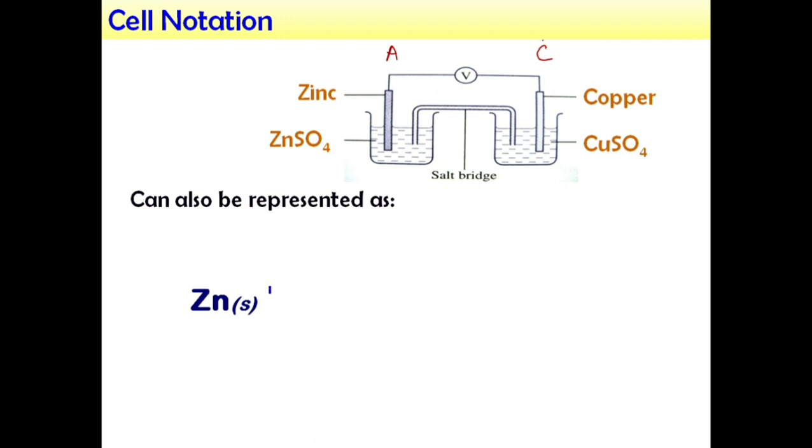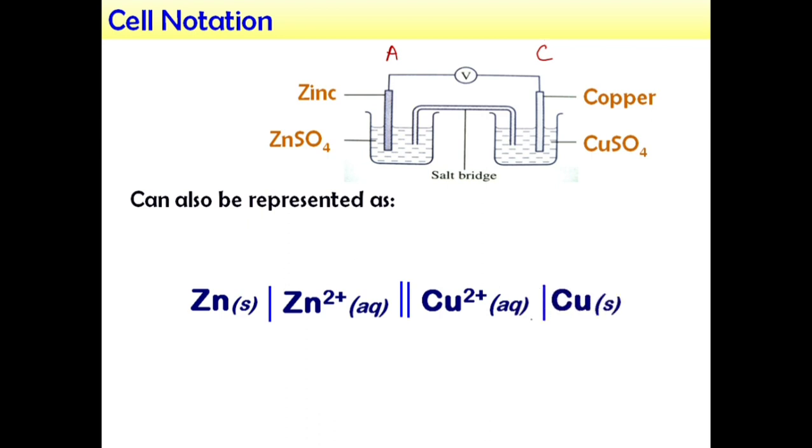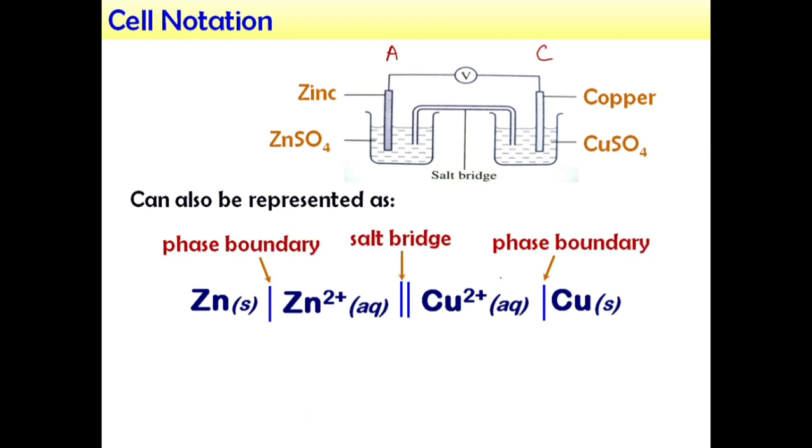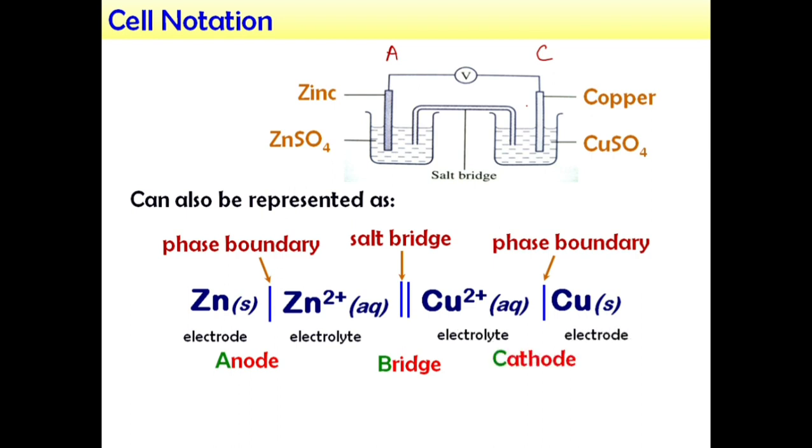So zinc solid, okay, ada straight line. Zinc 2+ aqueous, double straight line. Cu2+ aqueous, Cu solid. Apa straight lines ini? So, it's actually a phase boundary and salt bridge. Okay, jadi sebenarnya sekarang kita tengah represent the cell diagram. So, this must follow the same rule as cell diagram, which is ABC rule. Jadi kalau nak lukis diagram tadi pun, anode, bridge, cathode. So samalah untuk cell notation juga.